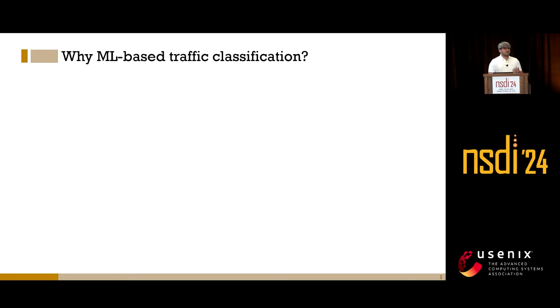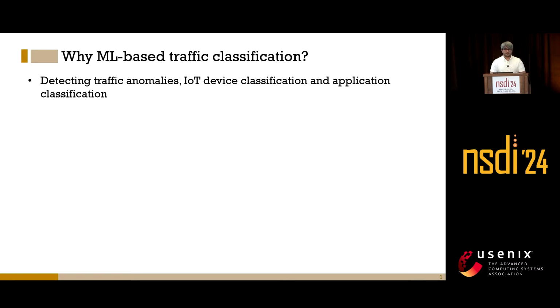To begin, let's ask the question, why do we need machine learning based traffic classification? Well, it is used for a number of traffic classification tasks, including identifying security anomalies, identifying IoT devices for preferential routing, and for identifying applications that exist in the network traffic.